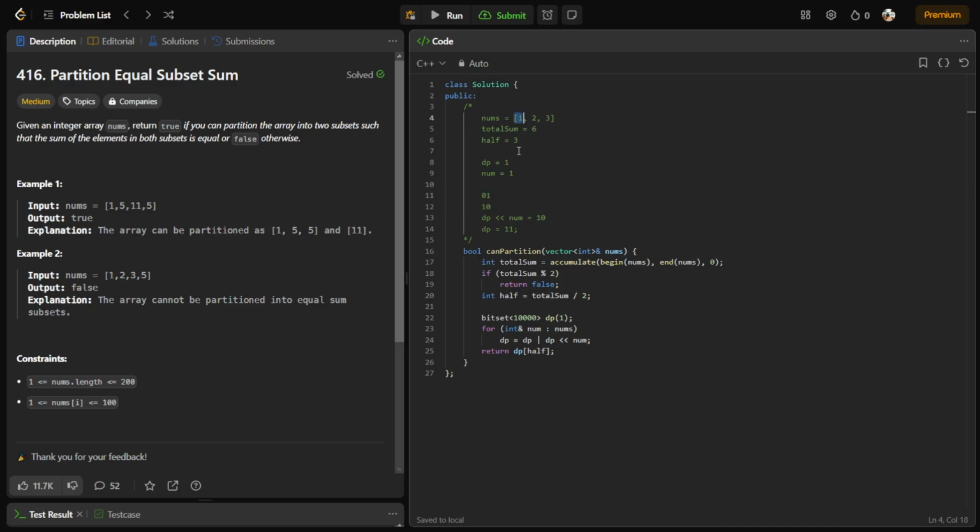So let's continue. Now that dp becomes 11, we'll iterate through. So the next number we have is 2.